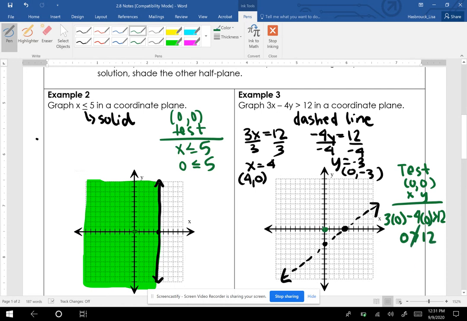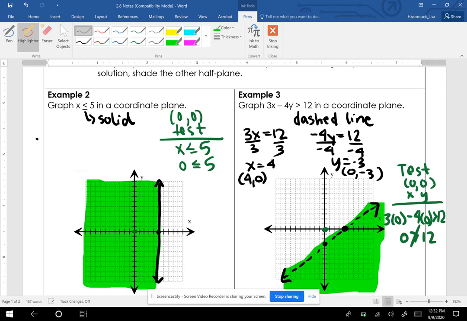Since it's not true, that point is not a solution, which means we need to shade on the opposite side of the line. So I'm going to shade on the bottom portion. And the shading means every point in that shaded region is a solution to your inequality. And that's it for that one.